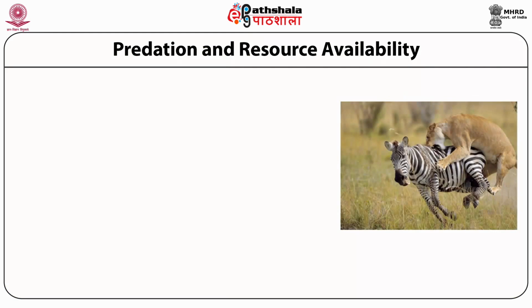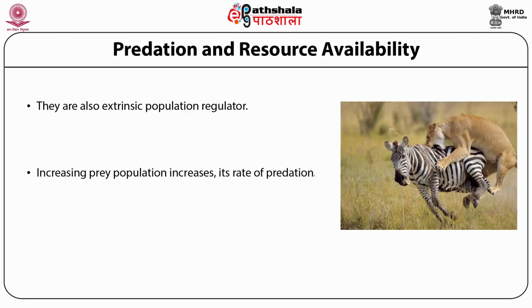Predation and resource availability is also an extrinsic population regulator. It belongs to the top-down process according to Peter Stiling. As the prey population size increases, its rate of predation increases. Since it is easily available to the predator, the prey is also one of the resources for the predator.